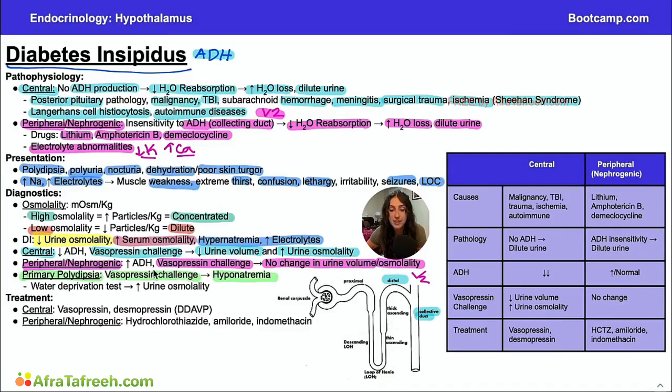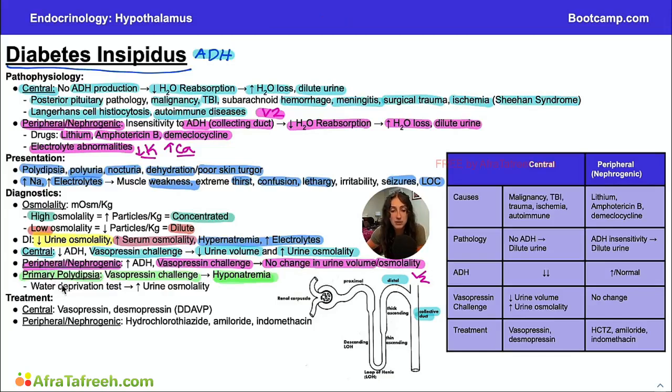If you give them vasopressin, however, you're then telling their body, hey, why don't you hang on to all of this extra water? Why don't you keep that in circulation? And hanging on to that extra water, it's what is going to dilute your blood and give you hyponatremia if you do the vasopressin challenge in primary polydipsia.